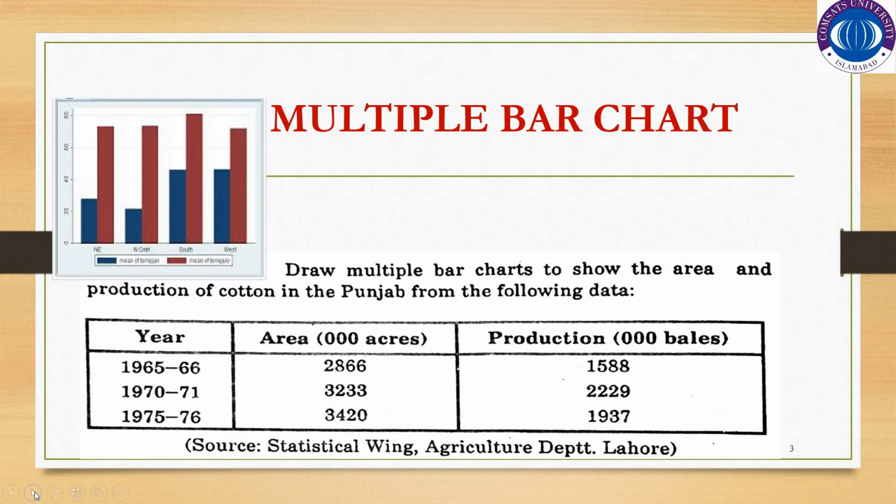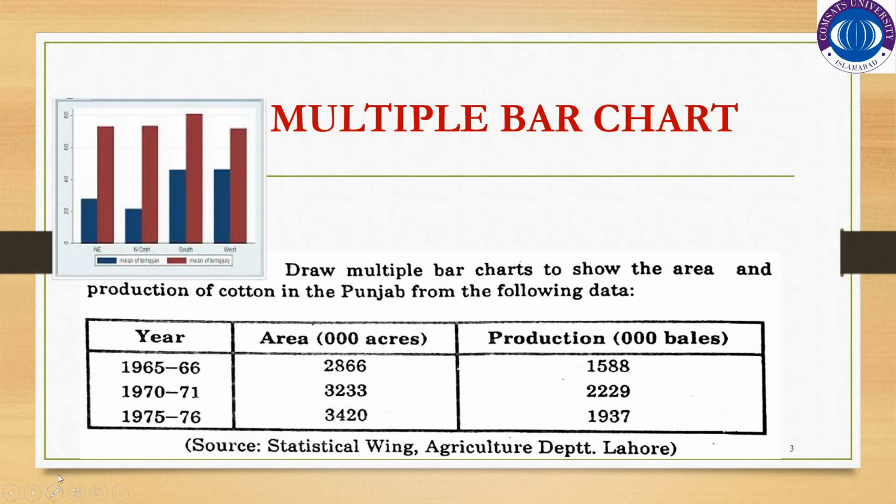What is the difference between bar chart and multiple bar chart? In bar chart we construct only one bar against a variable. There is only one characteristic of a variable. In multiple bar chart we can have two or more characteristics of a common variable, and we will construct each bar against each characteristic. This is a very useful chart to compare two or more characteristics of the same variable.